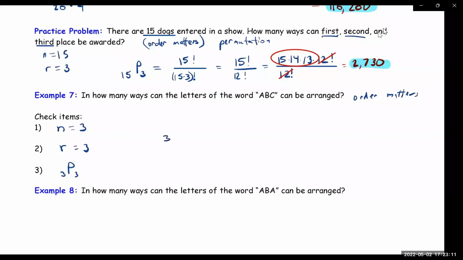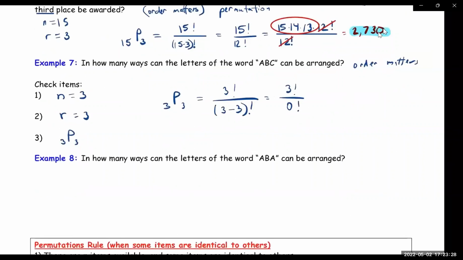All right, so 3P3 is 3 factorial over 3 minus 3 factorial. So this one's interesting. You're going to have 3 factorial divided by 0 factorial. By definition in math, we didn't say this, but 0 factorial is actually equal to 1. So that's something you should remember. 0 factorial is always equal to 1. So that means at the bottom is 1. So 3 times 2 times 1 over 1. Cancel, cancel. The answer is 6.